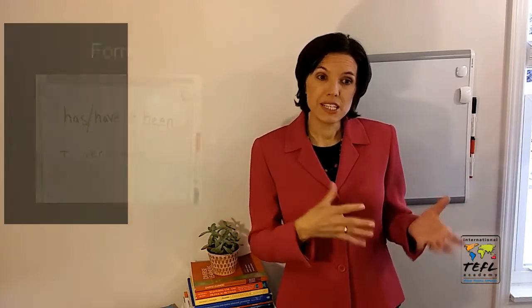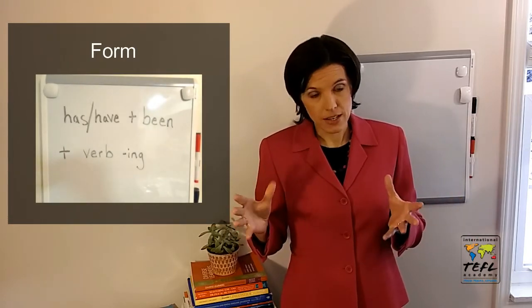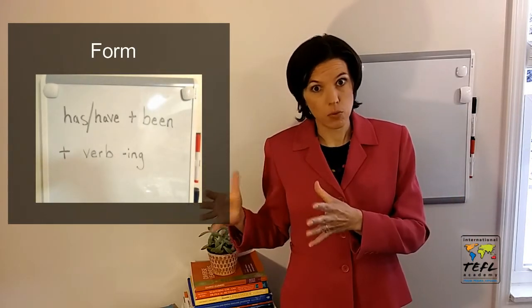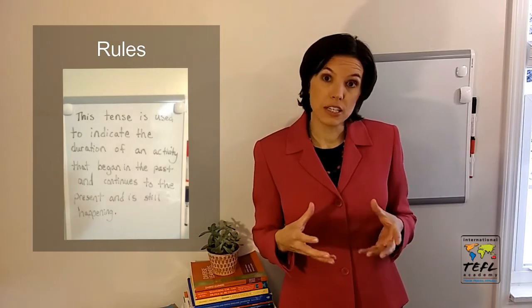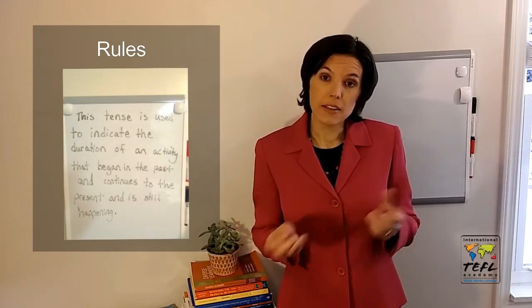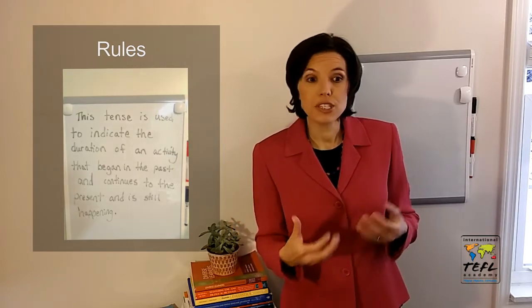It's important to display the name of the tense, and it's also important to display the form. So in this case, the form is have or has plus been and the present participle, which is the ing. And in this case, the present perfect progressive tense is used to indicate the duration of an activity that began in the past and continues to the present, and it's usually still happening.